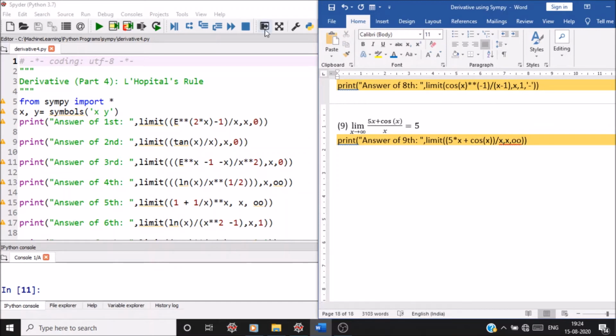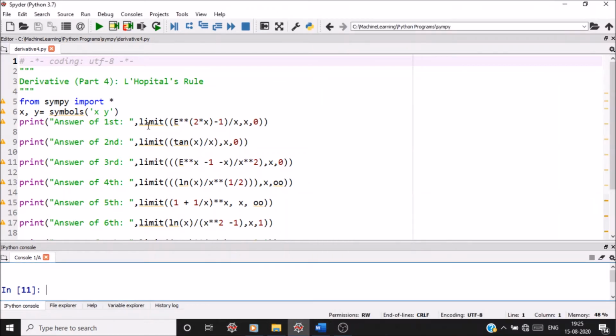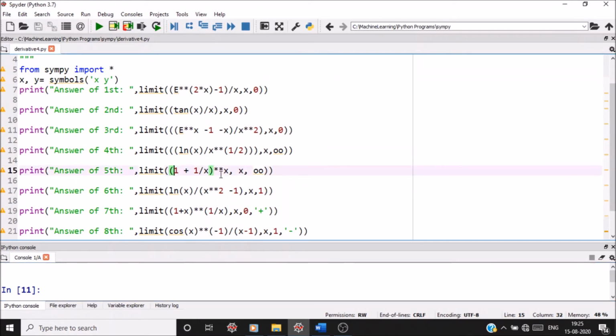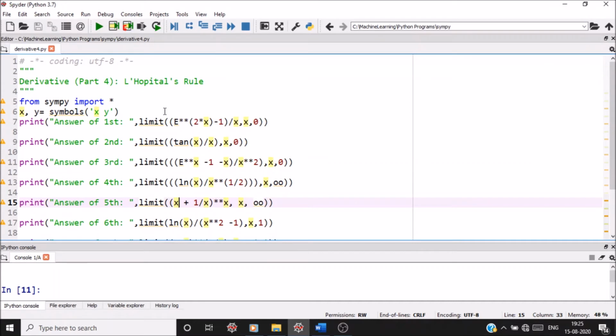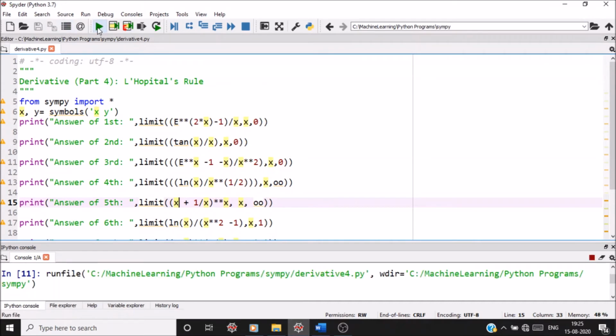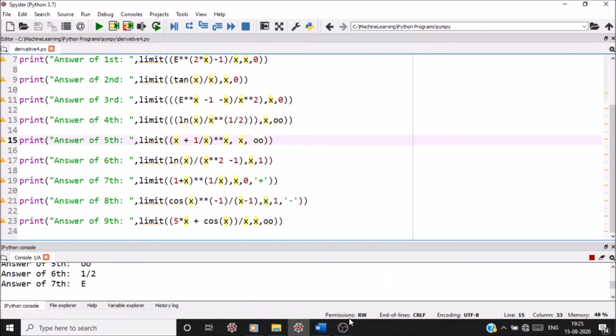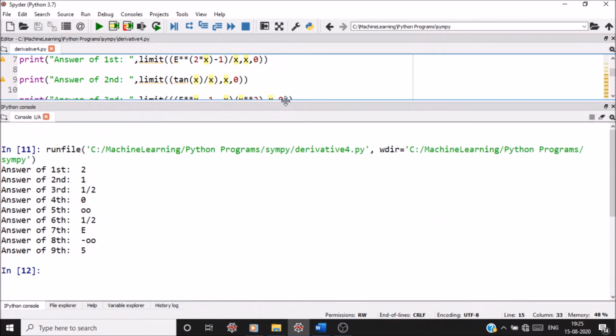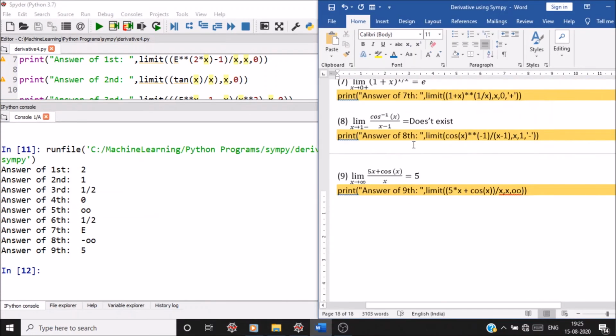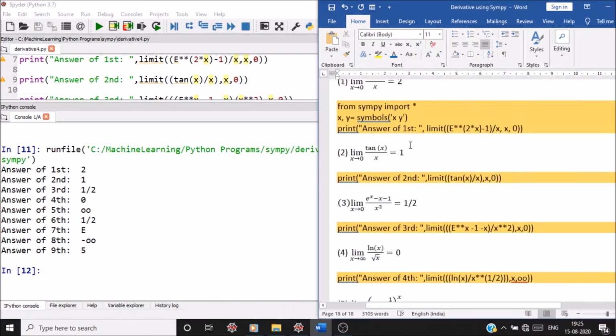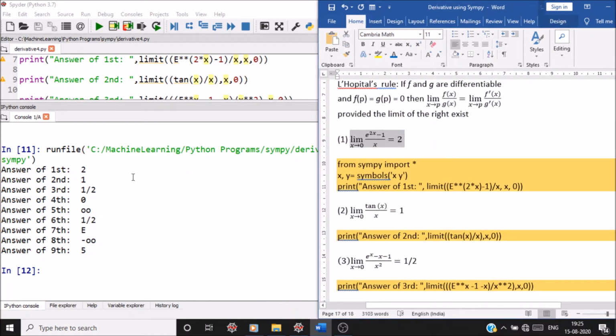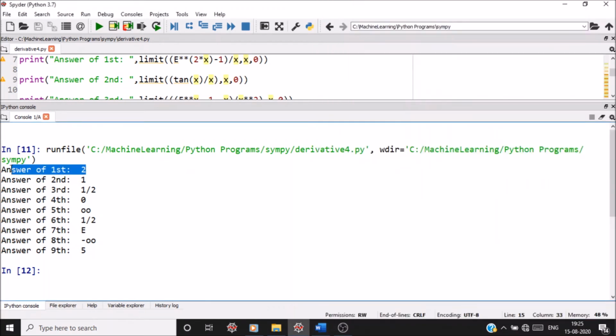Okay, so we can run it and we can see the result. These are the problems. Now here it should be x. We can execute it and see the results one by one. The first one, the answer is 2. You can see the 2.